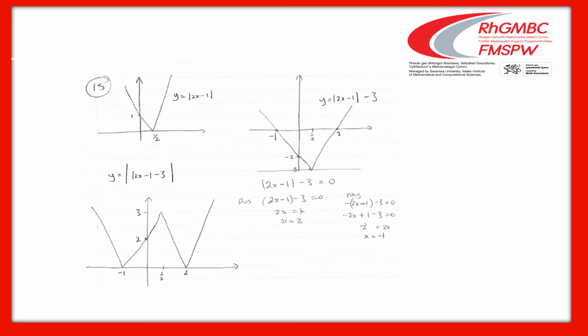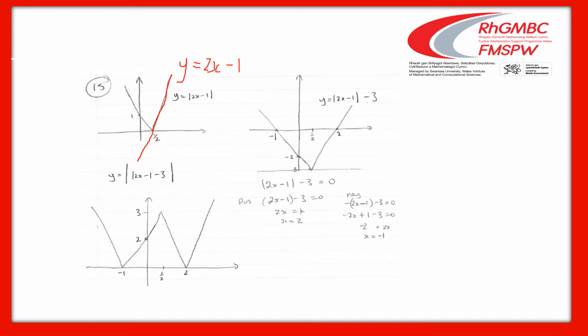So here we have the build-up of the graph in 3 stages. First of all, we have the modulus of 2x minus 1. And this can be seen by creating the straight line y equals 2x minus 1, which would cross the x-axis at a half, and then that reflection of that line in the x-axis. So the red line is y equals 2x minus 1.